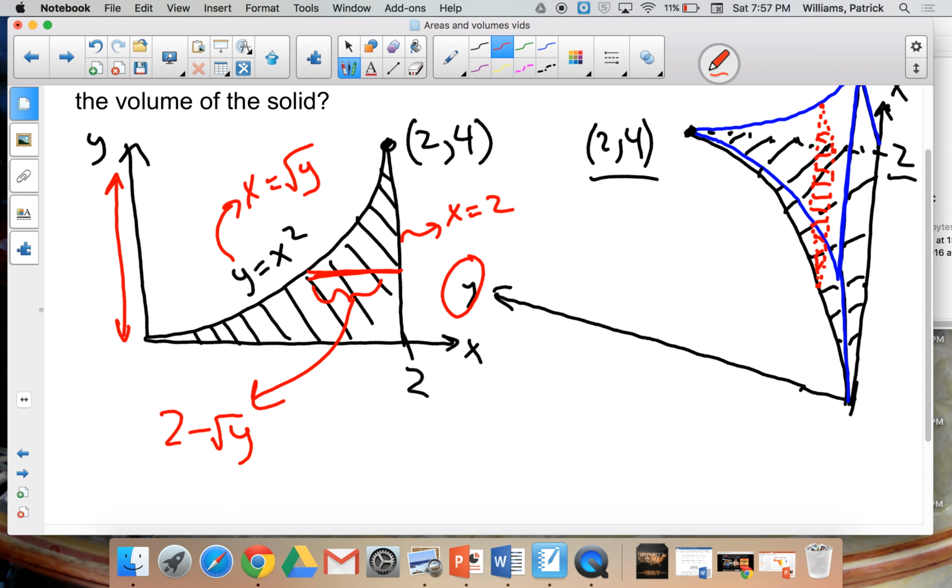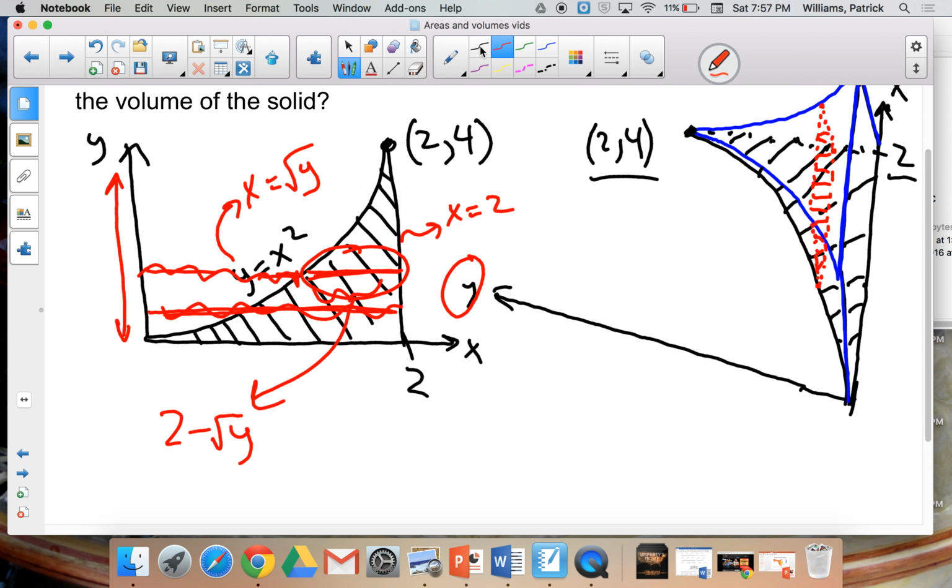Keep in mind, square root of y is this distance right here. 2 is this distance right here. So if we take this distance and subtract that distance, what we're left with is this distance, which is the one that we want, because that's going to be one of the sides of our squares.